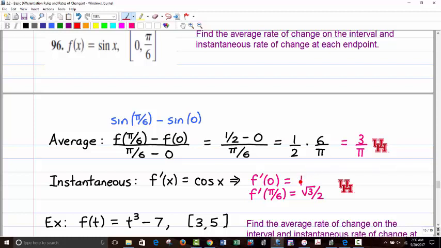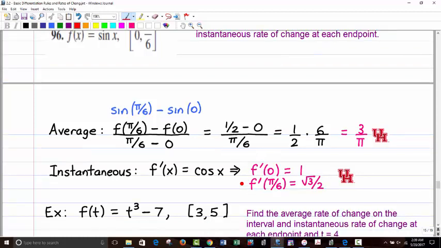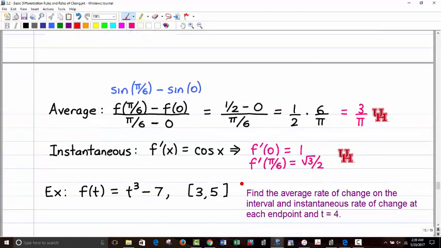So it's a little bit faster at 0, because 1 is a little bit bigger than 3 over pi, but square root of 3 over 2 would be smaller than 3 over pi. So it's kind of slowing down there. It's not traveling as fast at pi over 6. And those speeds can vary throughout the interval.